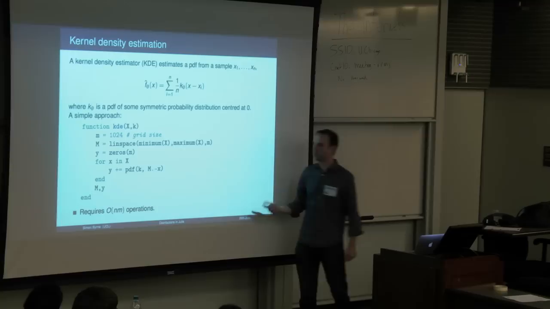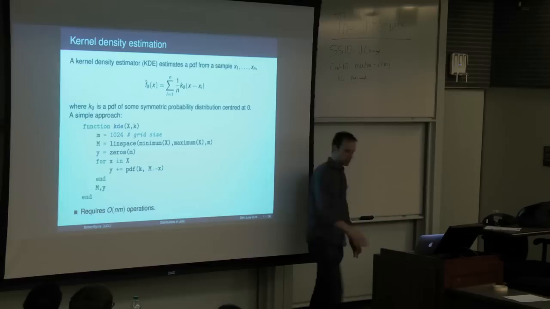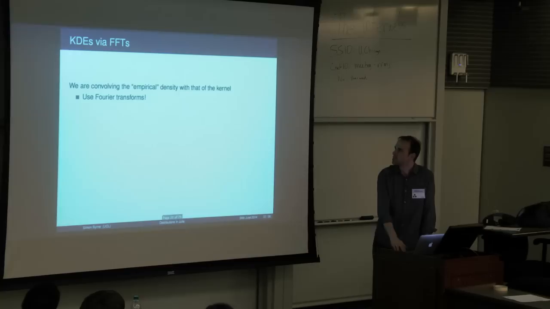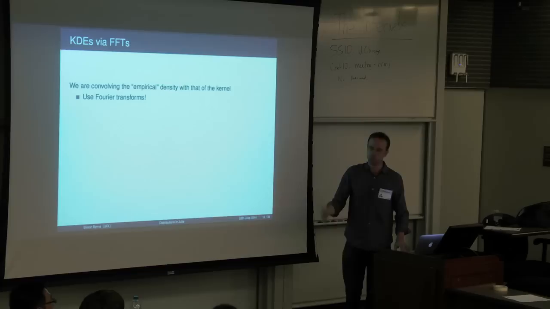So it's not actually a great way of doing it because it requires n times n operations. So how it's actually done in practice is that what we are actually doing is convolving an empirical density, being the tabulated values, with that of the kernel. So for convolutions, you wind up using Fourier transforms.